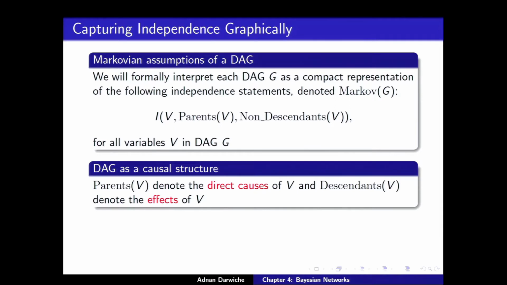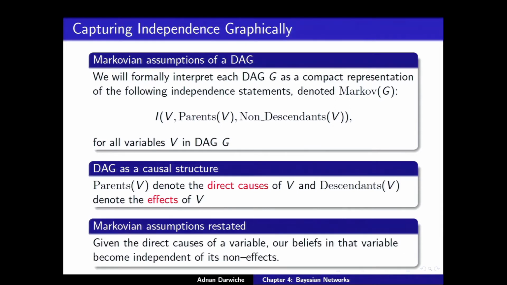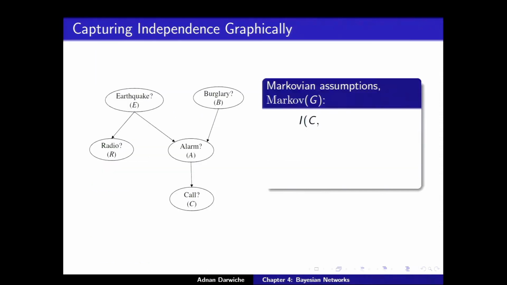And in that case, this reads: given the direct causes of a variable, our beliefs in that variable become independent of its non-effects. Now, let me stress again, and we're going to get to this point later, Bayesian networks may or may not be causal, and this reading of independence still stands, and we'll have more to say about this later. But let's take a concrete example and make sure we're good with this.